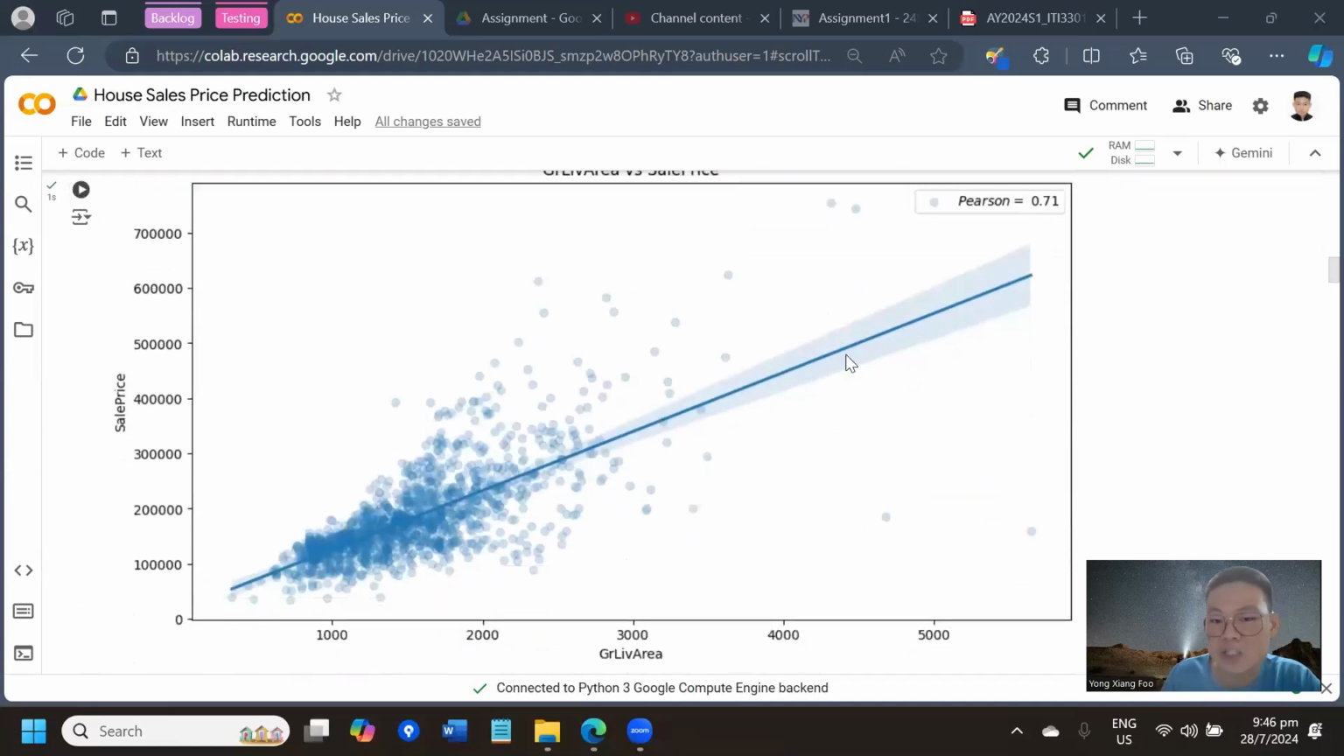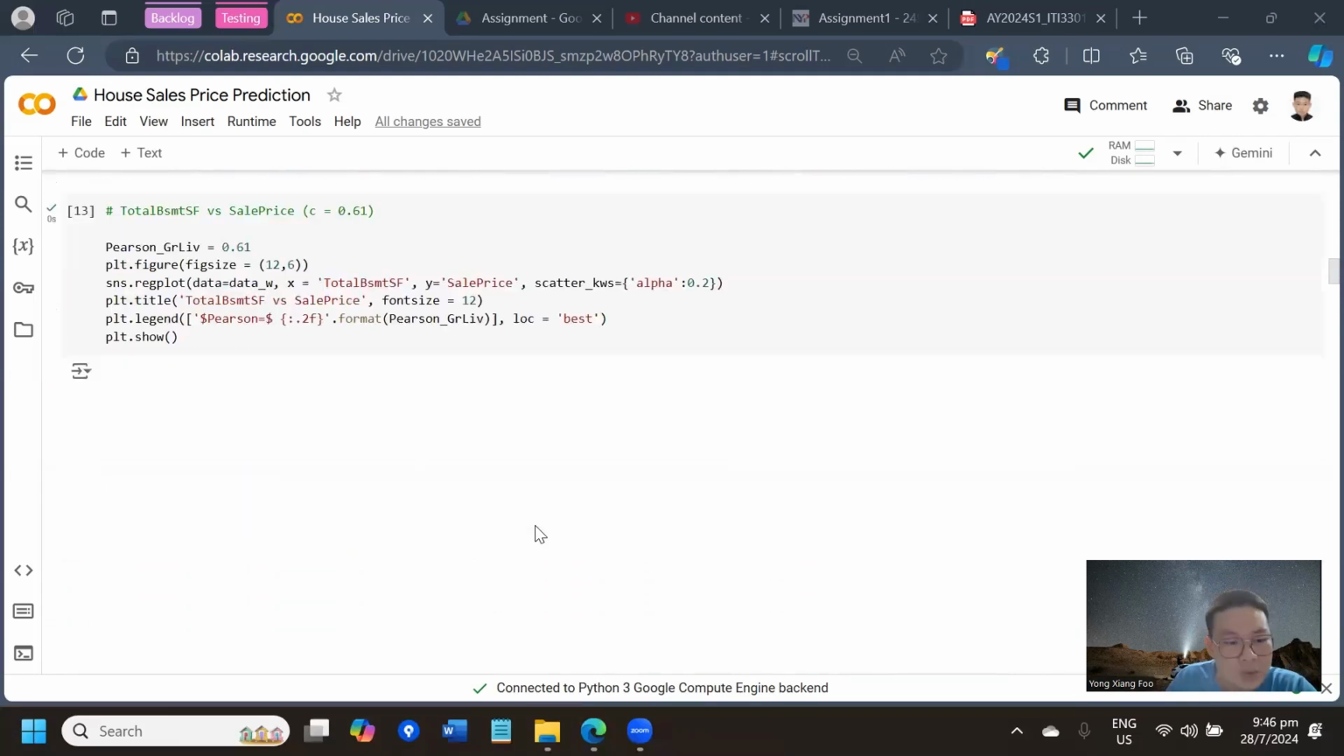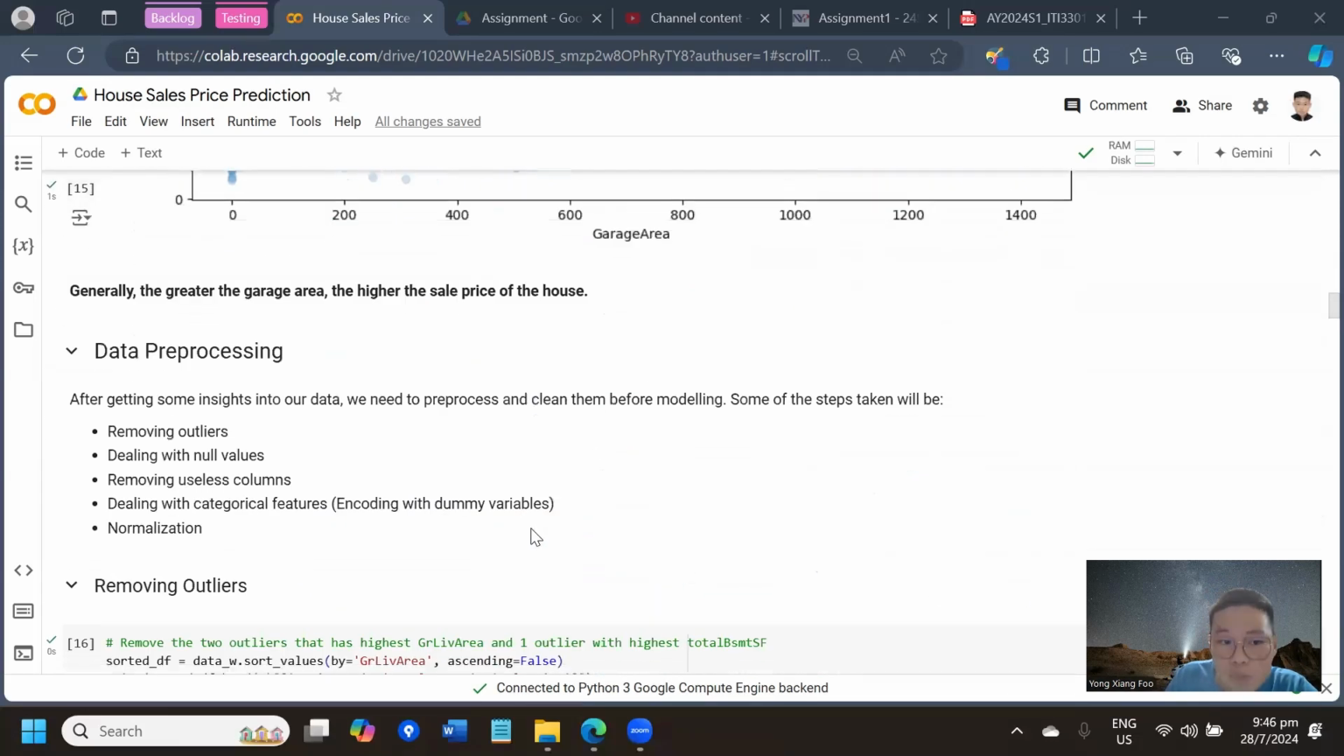One of them that I want you to take note of is the ground living area. Even though they have a positive relationship, we see that there are two outliers over here. Even though they have high ground living area, their sales price is pretty low. So we have to remove these outliers to ensure that our model is more accurate. So for the first step of my data processing, I remove these outliers.